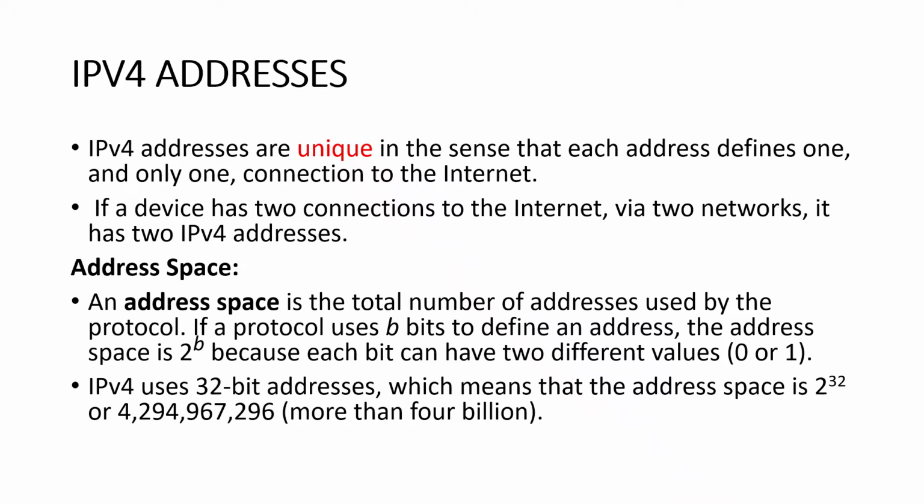Address space. Address space is the total number of addresses used by the protocol. If your protocol uses B bits to define an address, the address space is 2 power B, because each bit can have two different binary values, zeros and ones. IPv4 uses a 32-bit address, which means the address space is 2 power 32, that is more than 4 billion. So by using IPv4 addresses, the total number of addresses is more than 4 billion.